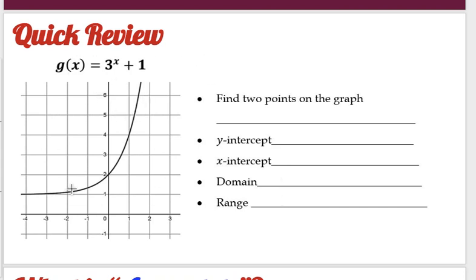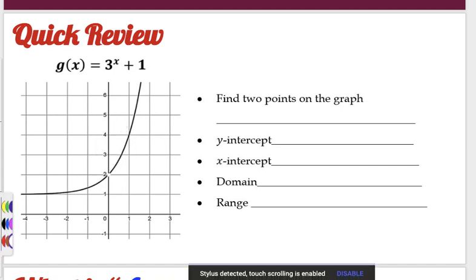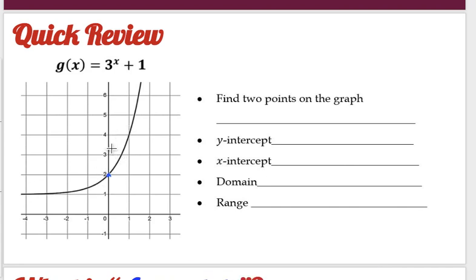We are going to answer several questions here to give a quick review regarding some key features of this graph. First of all, let's find the 2 points. These 2 points are a clear location we can find. So this one is (0, 2), the other one is (1, 4). And also for y-intercept, this is just where the graph intercepts the y-axis.